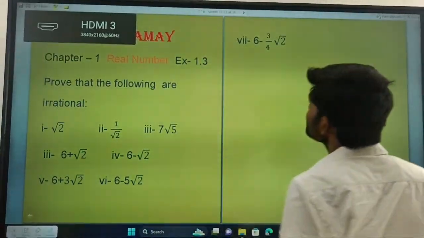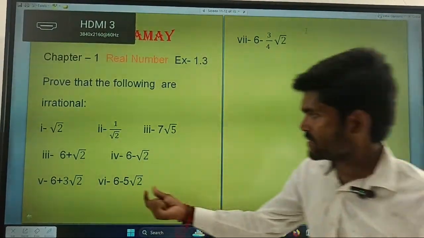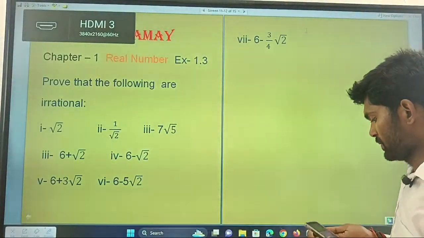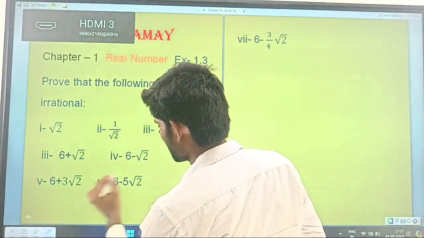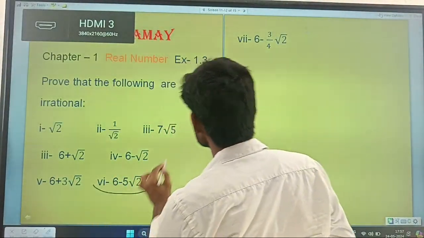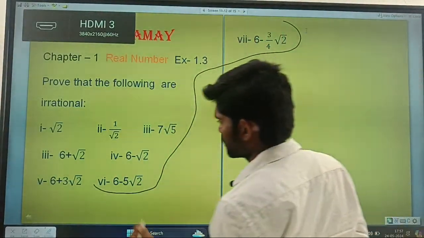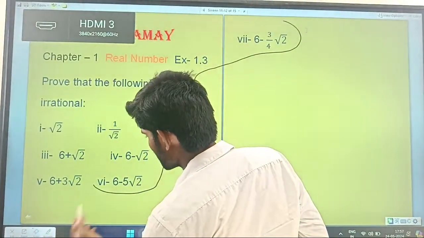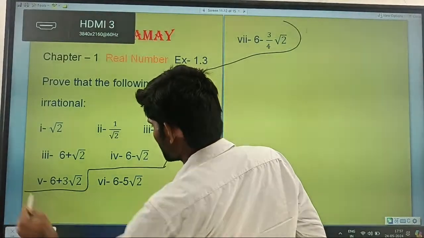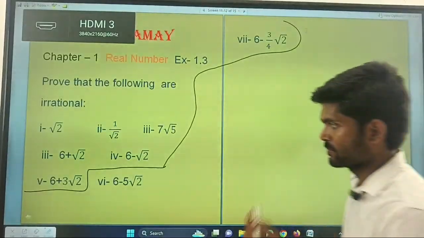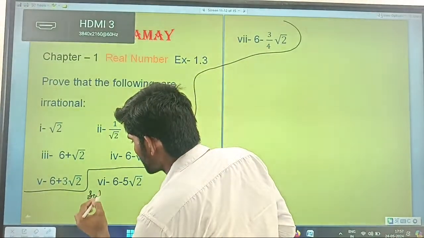Which question? Question 6 now? Okay. I will start the solution from here. Okay, going to solve question 6. But first erasing that. Okay, right?